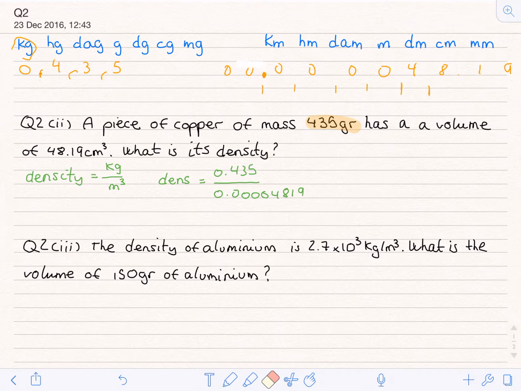Okay, if that's not clear, just rewatch the video again, because I think that's clear enough. So now that we have that, we get the calculator. We do 0.435 divided by 0.1234819, and we get that the density of copper is equal to 902.677.